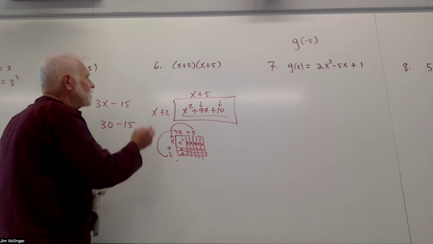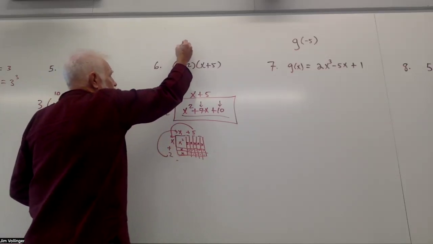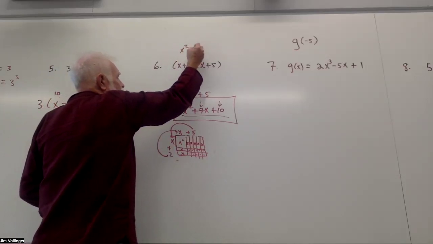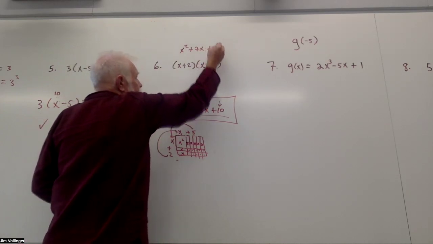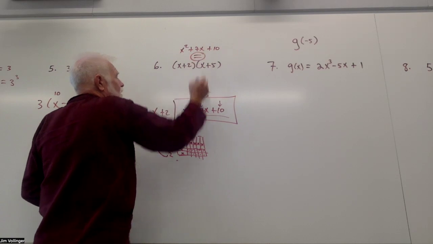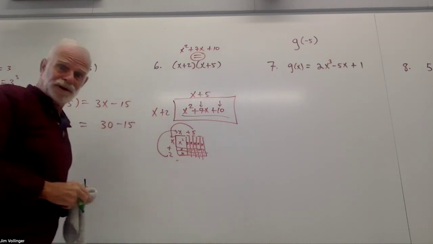I'm sure we must have. So it seems to me that another name for x plus 2 times x plus 5 is x squared plus 7x plus 10. I may write this product as that sum. How do we check it?